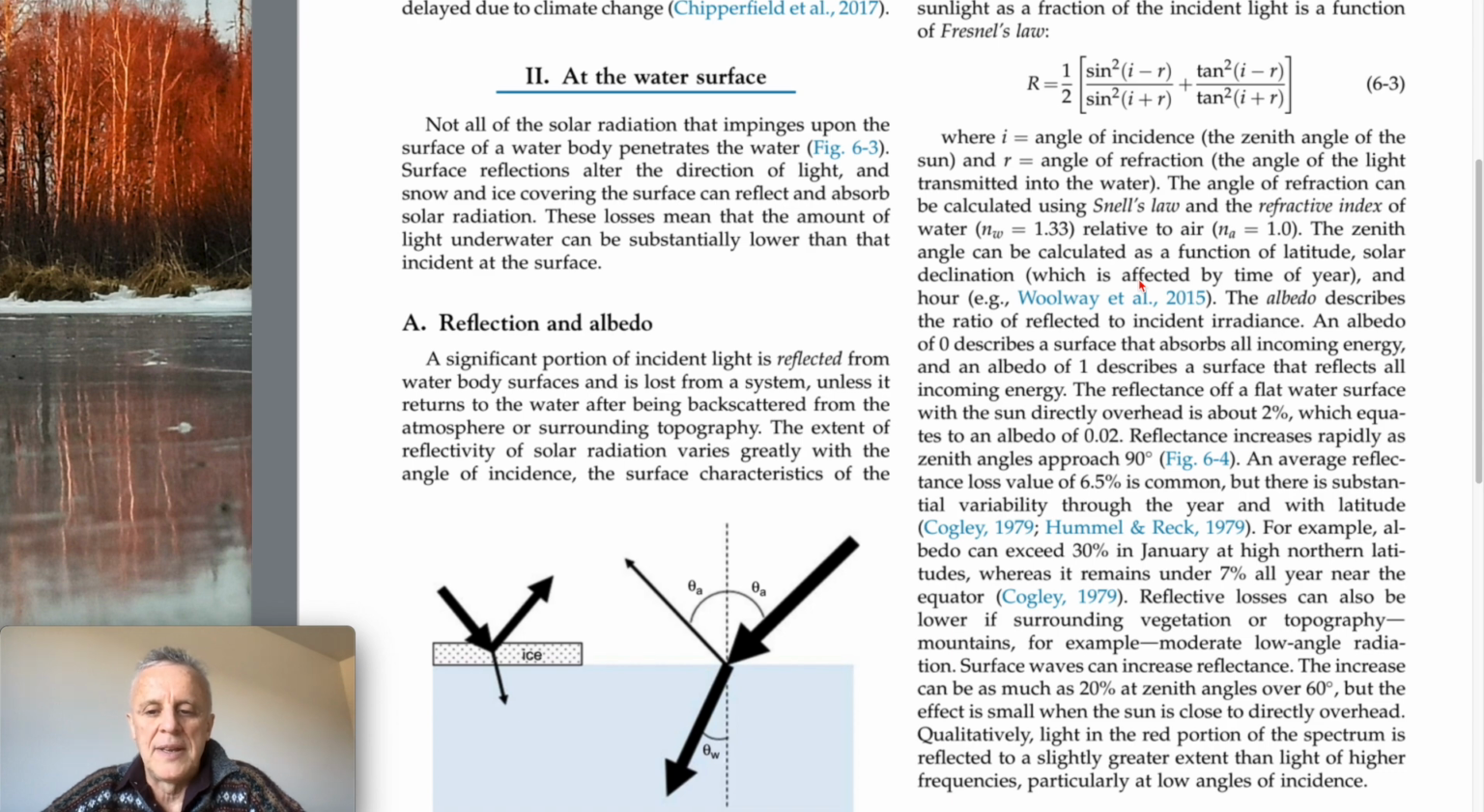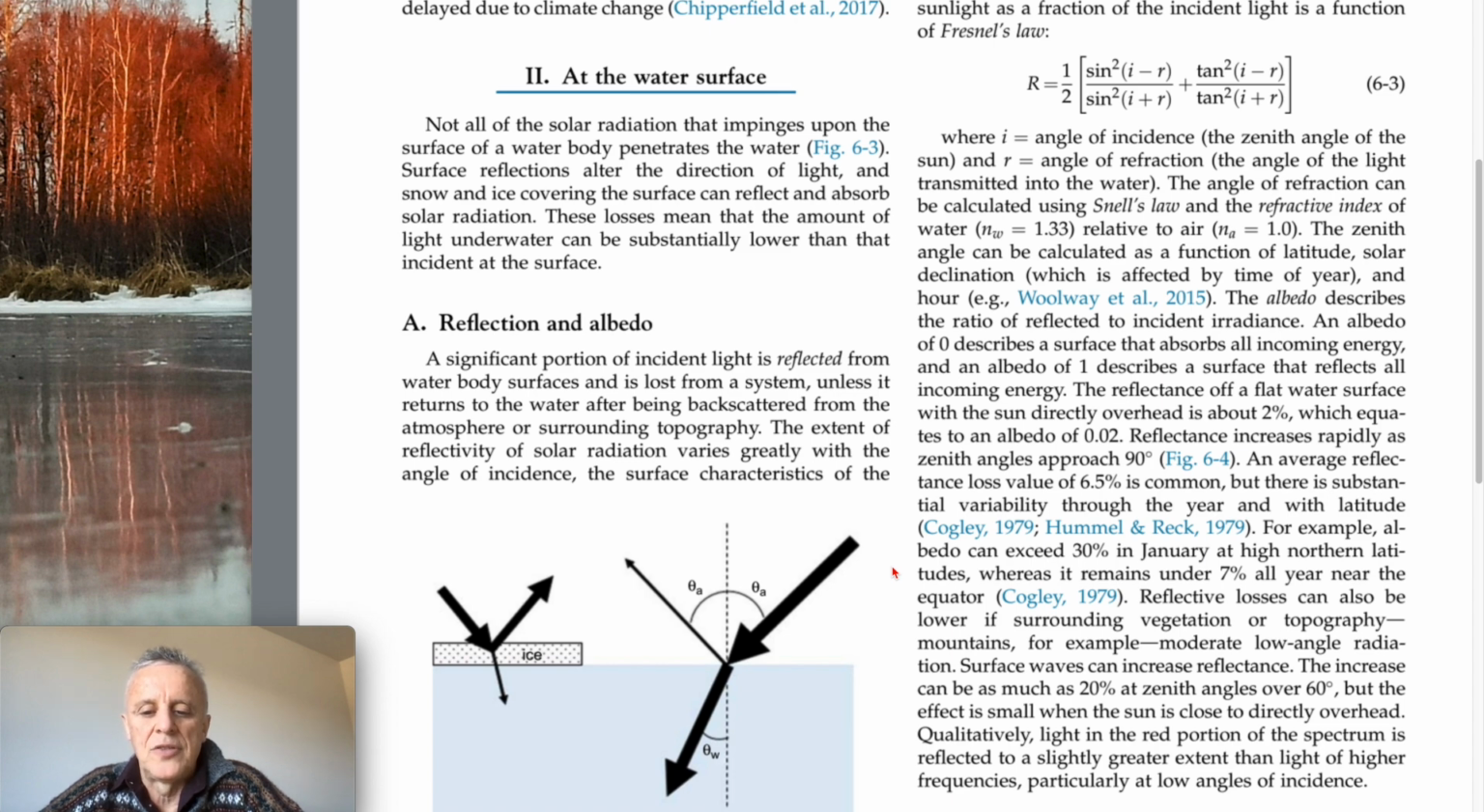The zenith angle can be calculated as a function of latitude, solar declination, which is affected by time of year, and hour. The albedo describes the ratio of reflected to incident irradiance. An albedo of 0 describes a surface that absorbs all incoming energy, and an albedo of 1 describes a surface that reflects all incoming energy. The reflectance of a flat water surface with the sun directly overhead is about 2%, which equates to an albedo of 0.02. Reflectance increases rapidly as the zenith angle approaches 90 degrees.